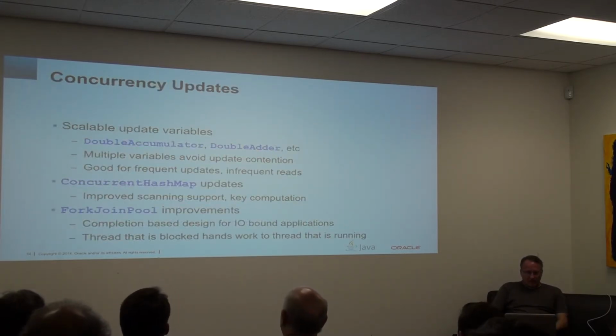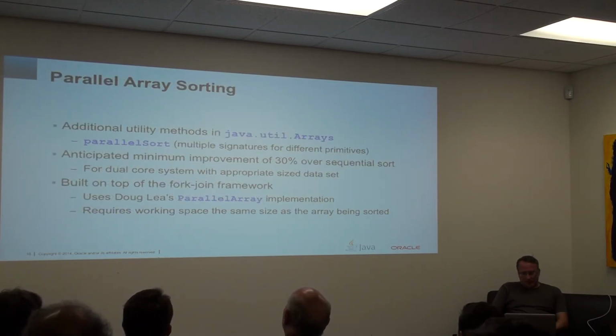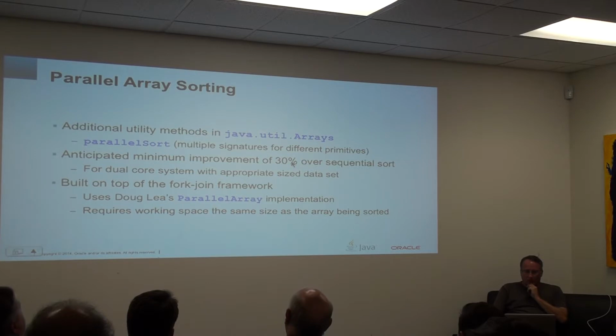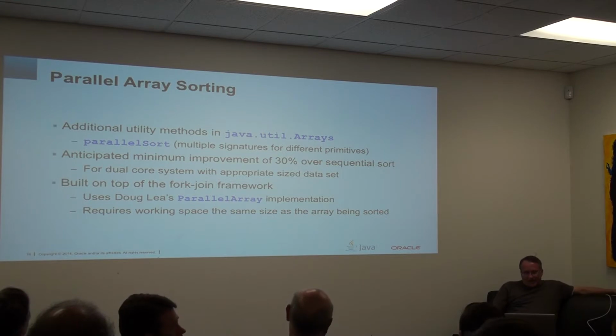That's just an example. You can do parallel array sorting. The interesting data point here is they want an anticipated minimum improvement of 30% over a sequential sort when you have two cores. Right, that was the goal. You saw, for example, I had a parallel stream. You saw that I also called sort. In one of the examples, that is also a parallel sort. This says, dual core system, right? 30% improvement on a dual core system.